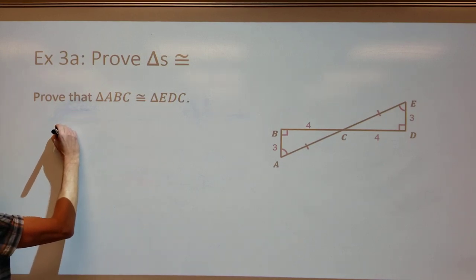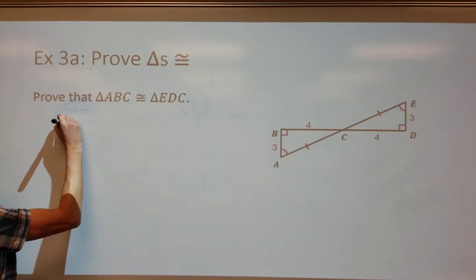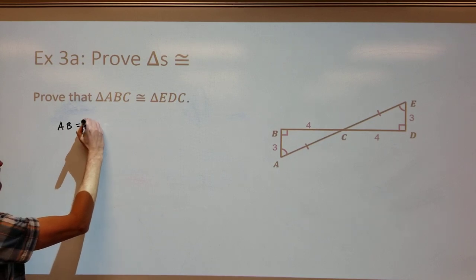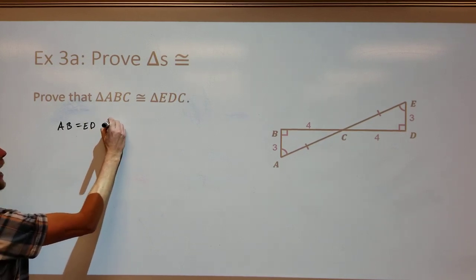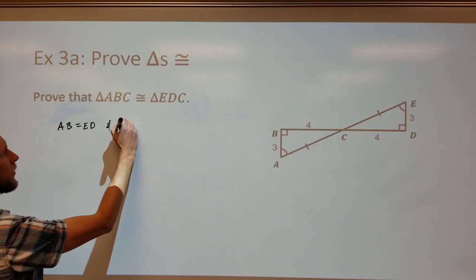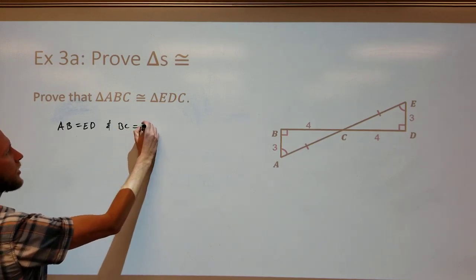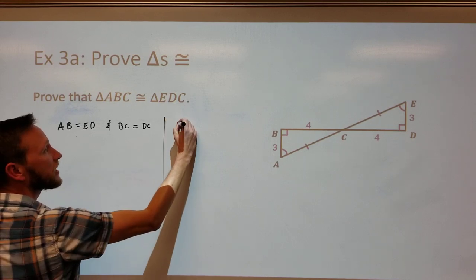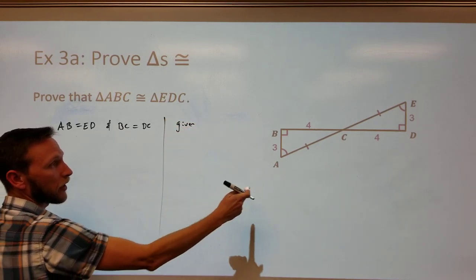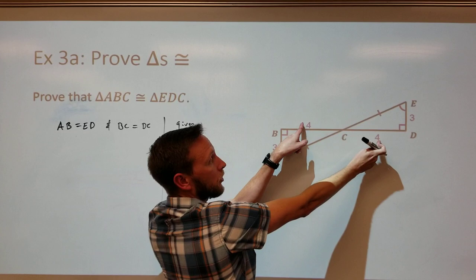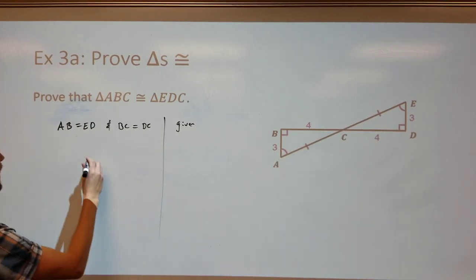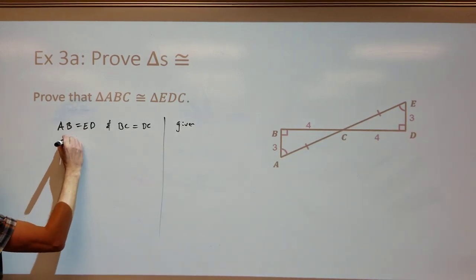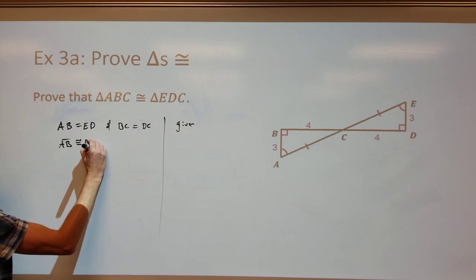But basically, I'm going to say that the length of segment AB is equal to the length of segment ED, and I'm going to say the length of segment BC is equal to the length of segment DC. This information is given to us in the picture. These are both equal to 3, so they're equal to each other. These are both equal to 4, so they're equal to each other. That means that these segments are congruent.